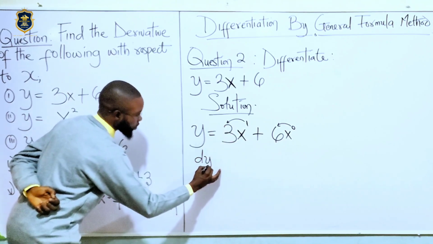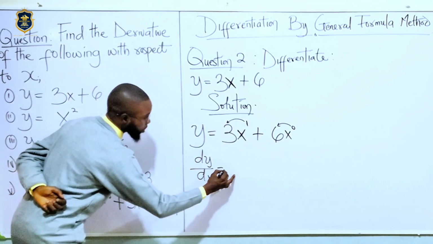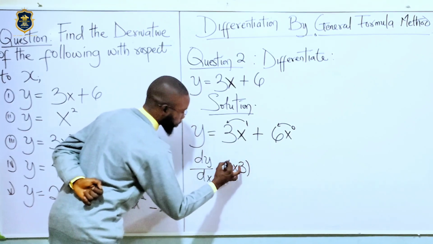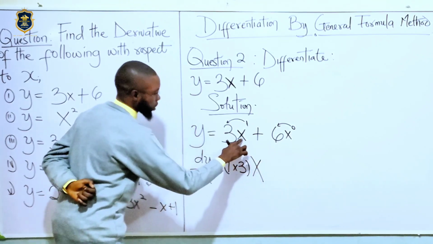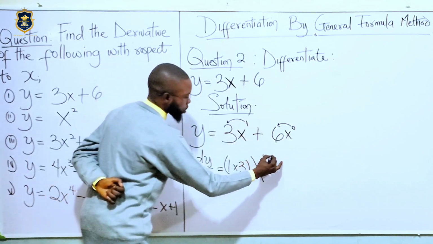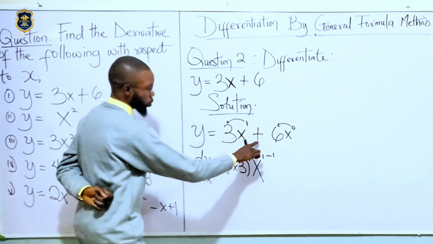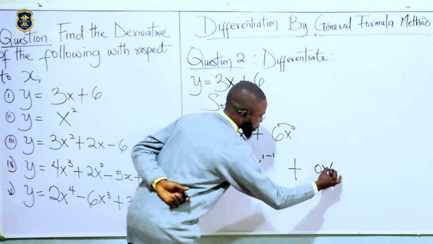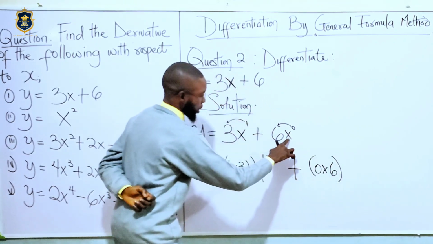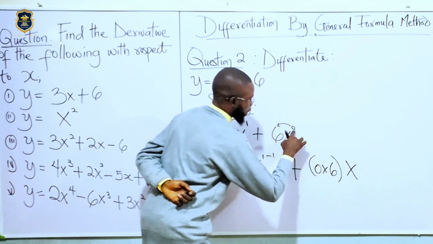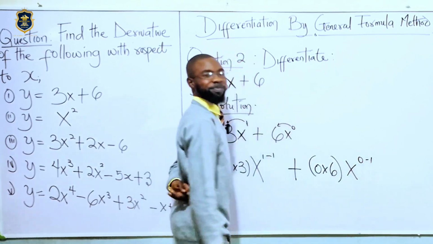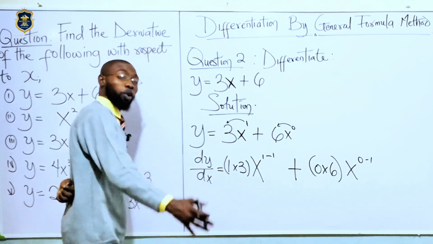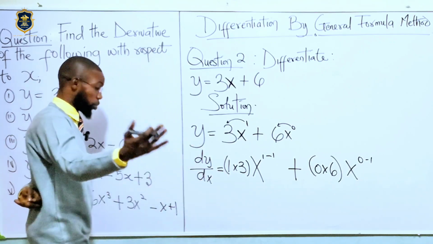Doing that, our dy over dx becomes what? 1 times 3 and this our x. Let's just bracket this. And our x, then this 1, we subtract 1 from it. That's the first one. Plus this 6, 0 times 6, let's put a bracket on that, and then our x to the power 0 minus 1. Try to understand what we're doing. Please follow. If you don't understand, leave your questions in the comment section. We'll get to all the questions.